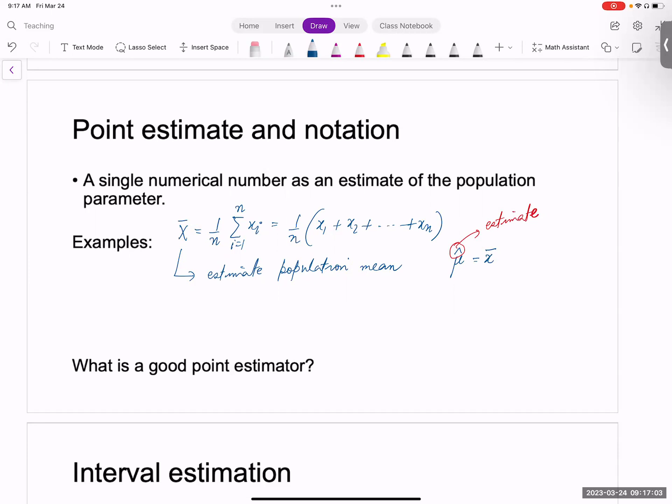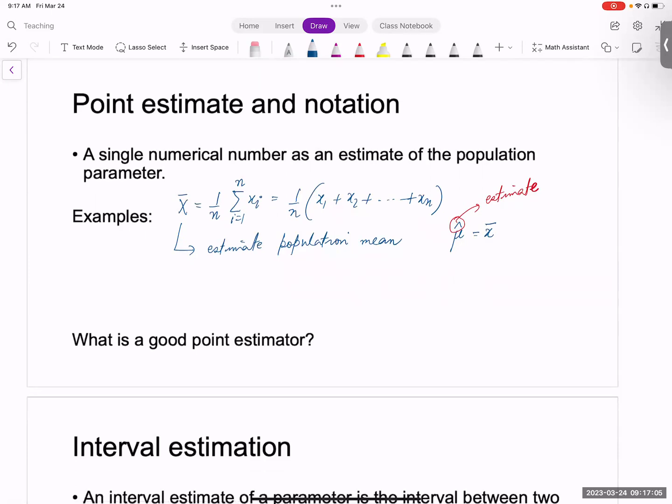right? Now, typically, and we're not concerned about this question in this course, but many times we ask ourselves, what is a good point estimator? Because you could have multiple estimators. For instance, you can use sample variance to estimate the population variability. You can use standard deviation for population variability. You can also use range for population variability. And then the question is, which one of these is best to measure population variability, right?